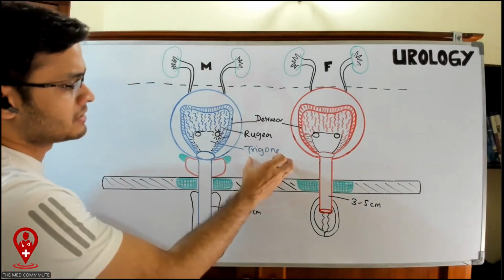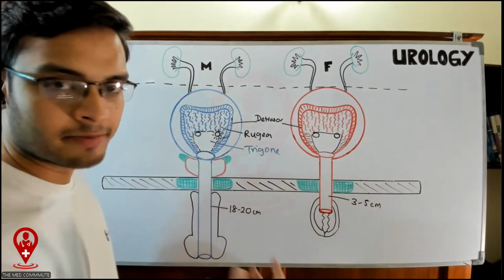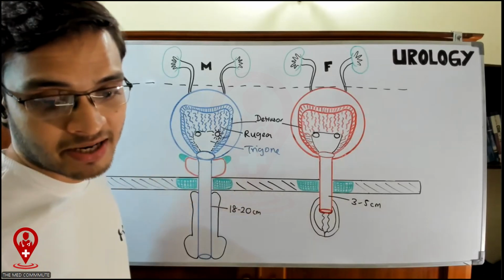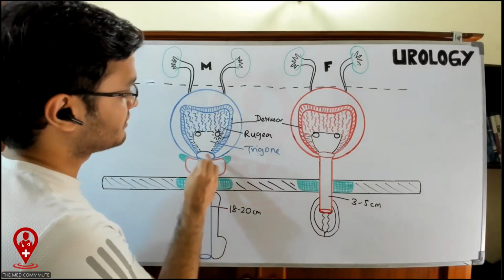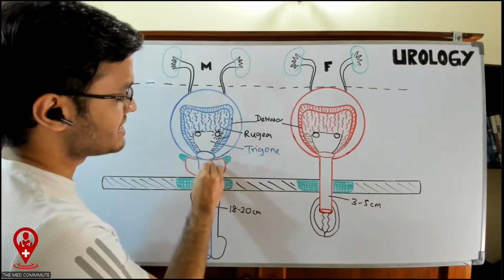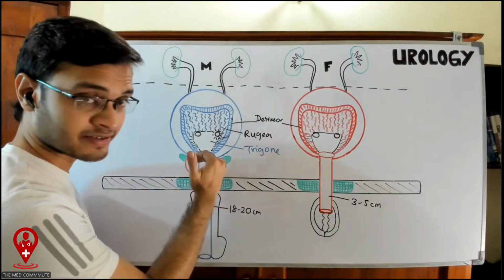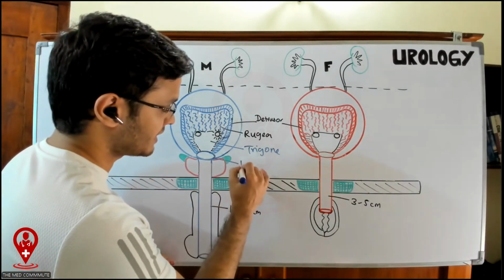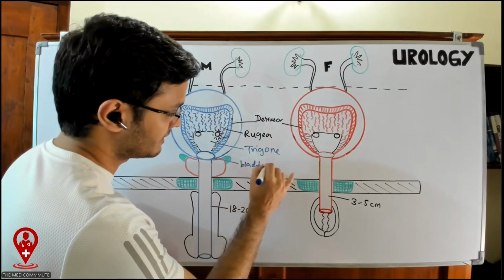Now, what is the trigone of the bladder bordered by? We have the 2 entry points of the ureter, as well as the neck of the bladder. We call this area the neck of the bladder, where the bladder ends and the urethra begins. We call this the neck of the bladder, right? Bladder neck.